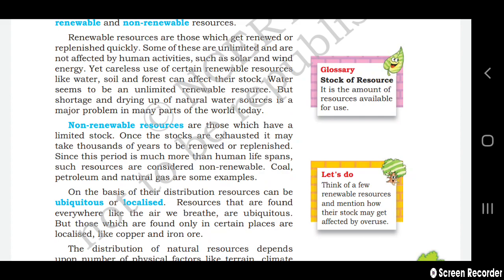Water seems to be an unlimited renewable resource, but the shortage and drying up of natural water sources can become a major problem in many parts of the world now. So, stock of resources.